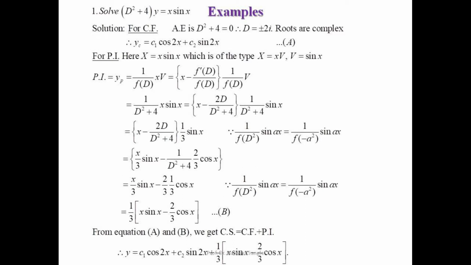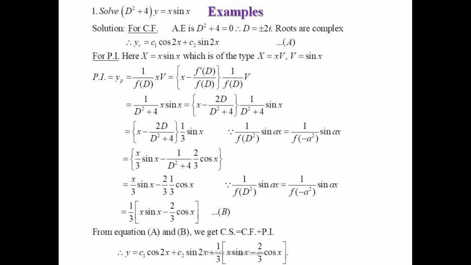So that means we first solve the numerator value, then if we simplify this equation further, we get x upon 3 sin x minus, once again we apply the type number 2 formula. So how to find the value of particular integral when the right hand side is a sine or cos term, that formula 1 upon f of D square is equal to 1 upon f of minus a square, we have applied here. Then we get the value of the denominator term as x upon 3 sin x minus 2 upon 3 into 1 upon 3 cos x.